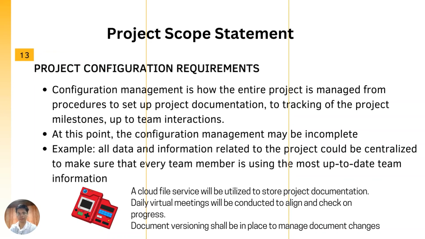In our DoggyDex example, there are 3 configuration requirements identified. First is that a cloud file service shall be utilized to store project documentation. Second is that daily virtual meetings shall be held. And third is that document versioning shall be in place to manage any document changes.